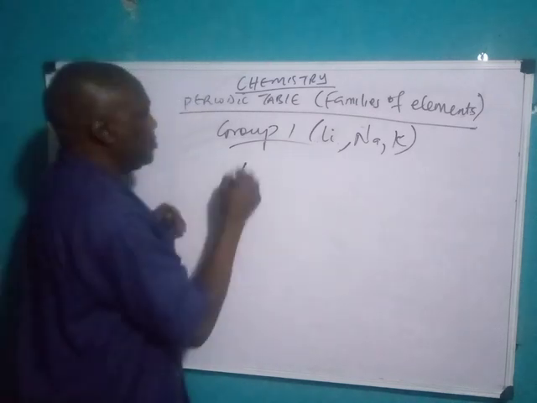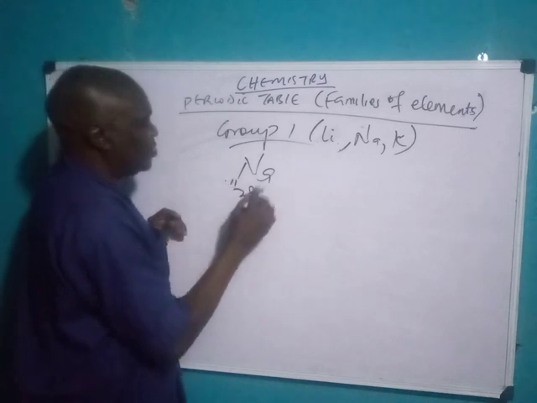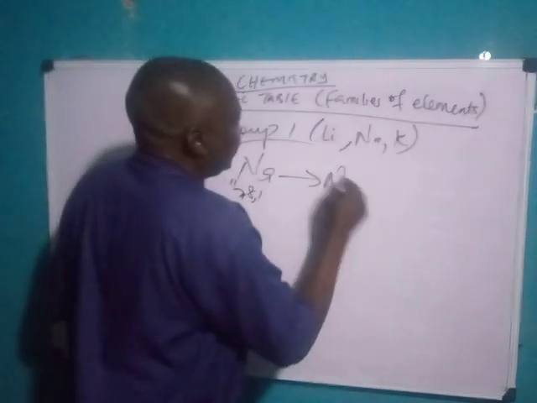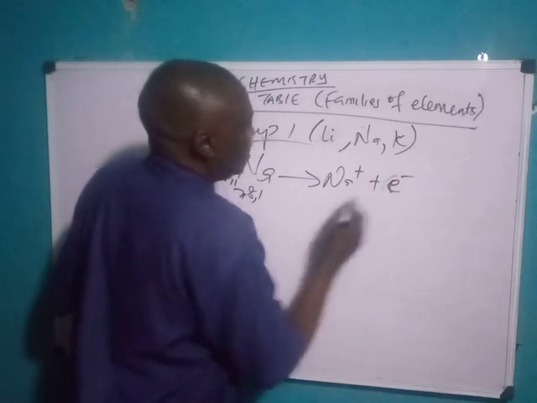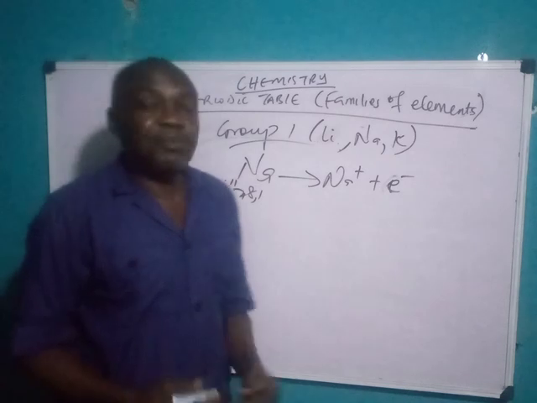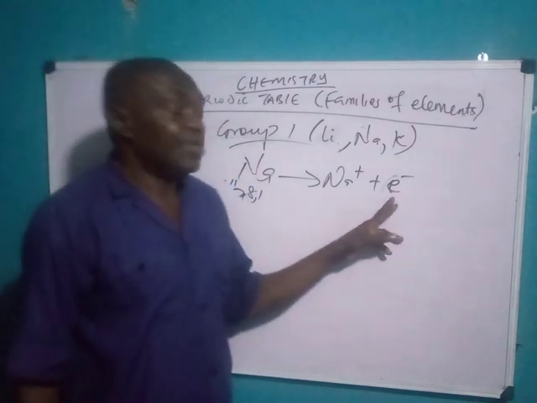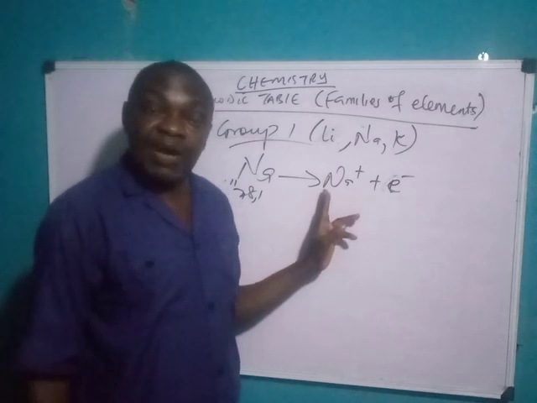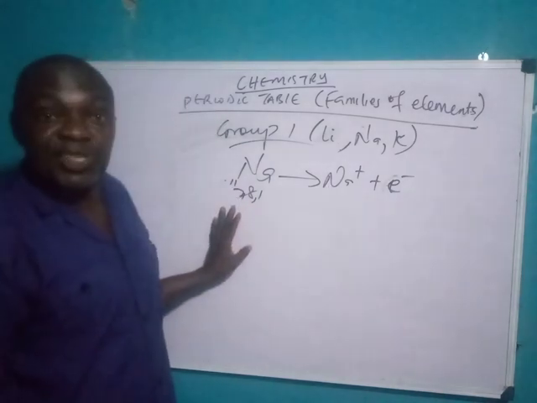For example, sodium has 11 as the atomic number, 2, 8, 1. So they give out 1 electron. Potassium, all of them give out 1 electron. So they form very strong reducing agents. Remember, they are giving out electrons, so they form reducing agents because the element itself increases in oxidation number. So they form strong reducing agents.